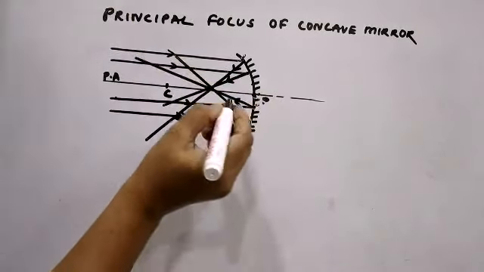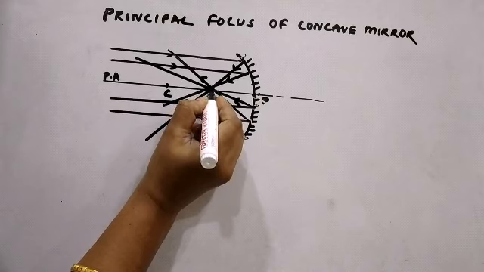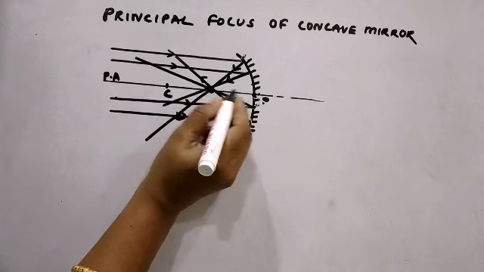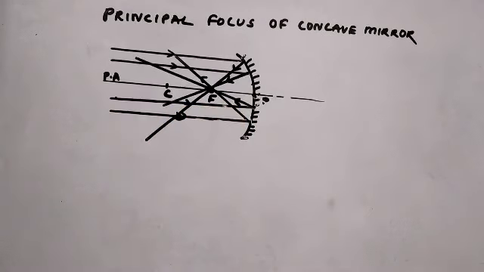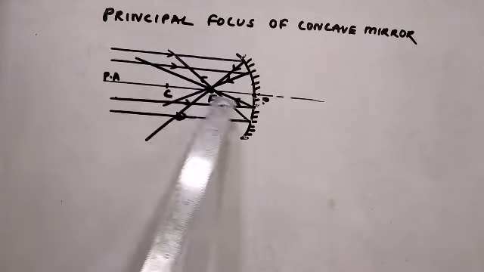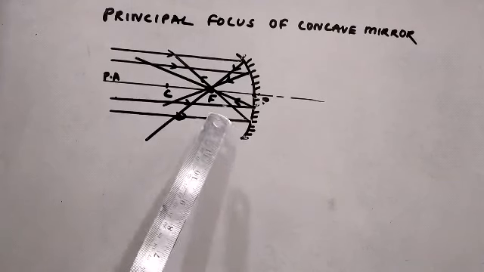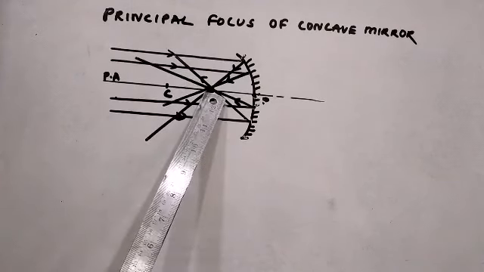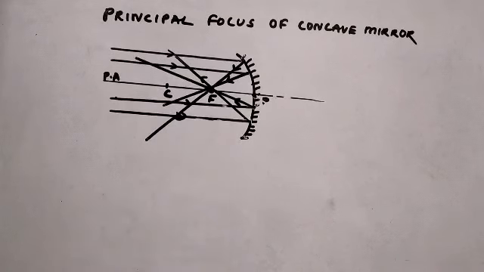So now what has happened? After reflection, all these reflected rays have met at a point on the principal axis in front of the mirror. This point is called the principal focus of concave mirror. So we define principal focus of concave mirror as: rays of light parallel to the principal axis and incident on a concave mirror, after reflection meet at a point on the principal axis in front of the mirror. This point is called the principal focus of concave mirror.